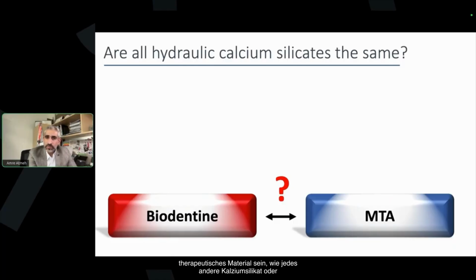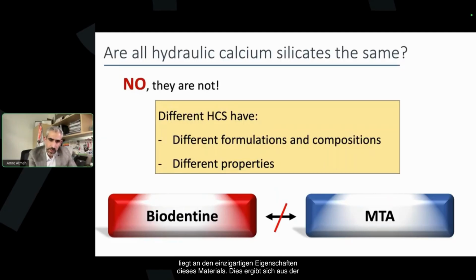Now, the second question is: are all hydraulic calcium silicates the same? I mean, they're all the same family, they're all hydraulic calcium silicates, but if we compare these materials, do they perform the same? Do they give you the same properties and efficiency? The answer is no. Simply because these materials, although they are the same family, have variations, different formulations and compositions. And that means they have different properties.